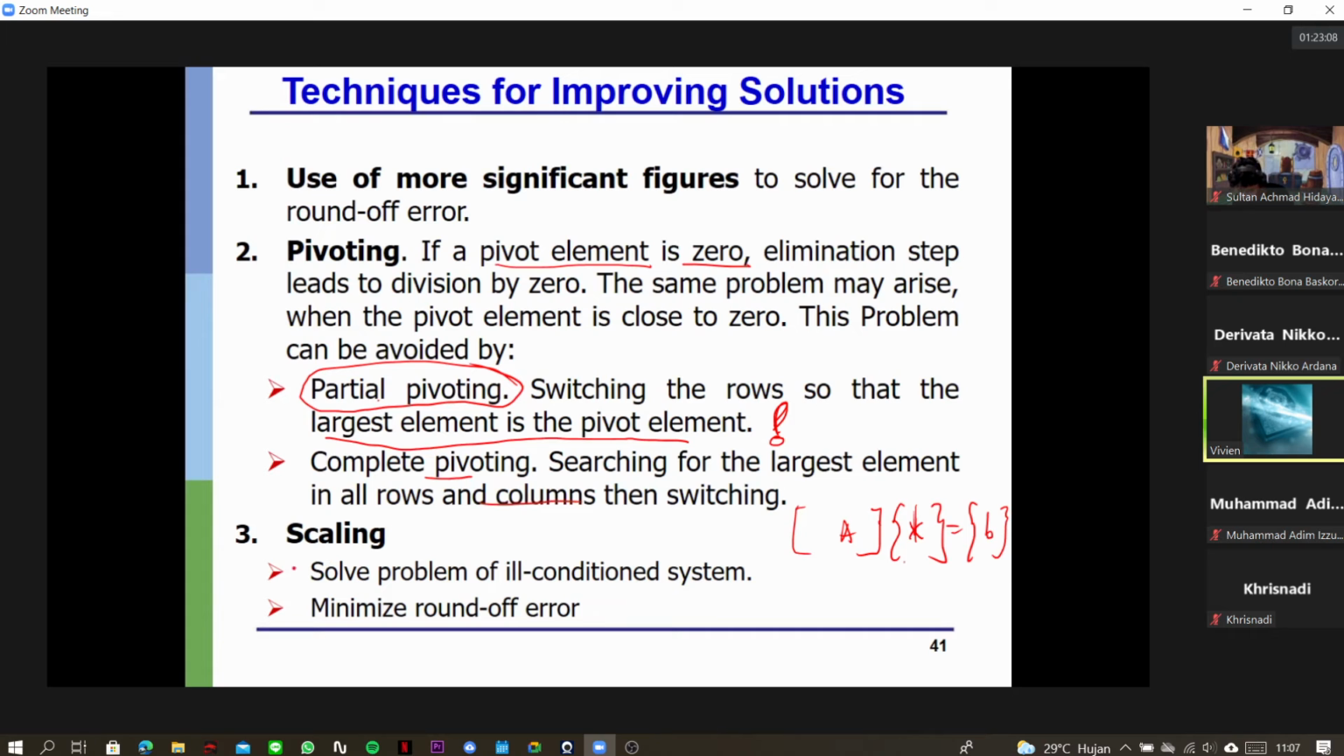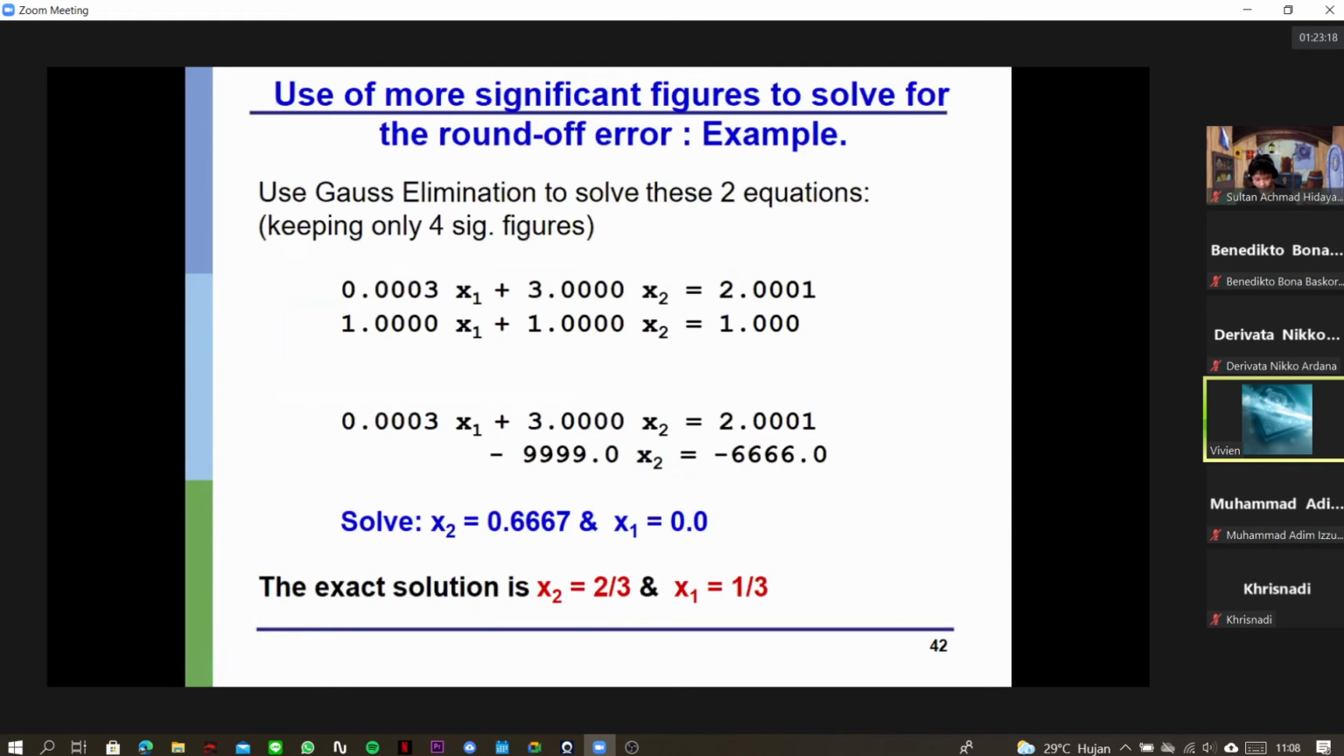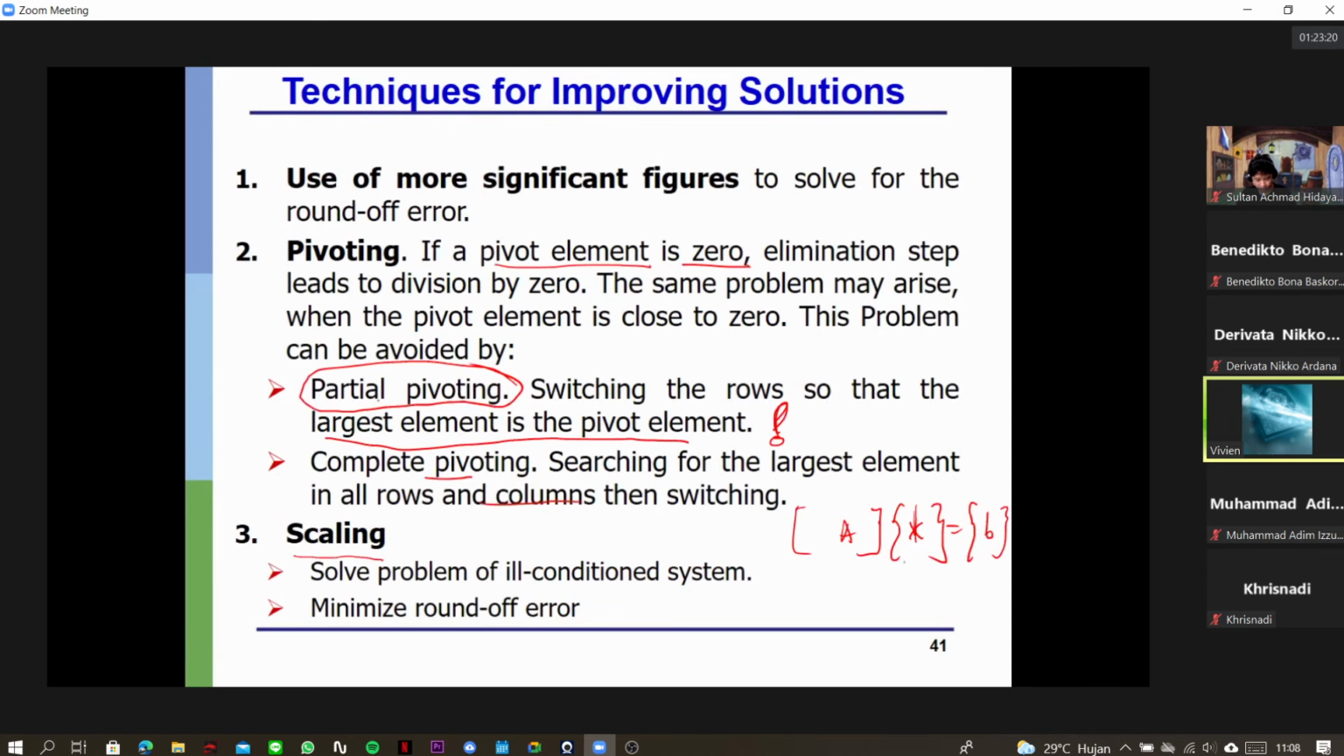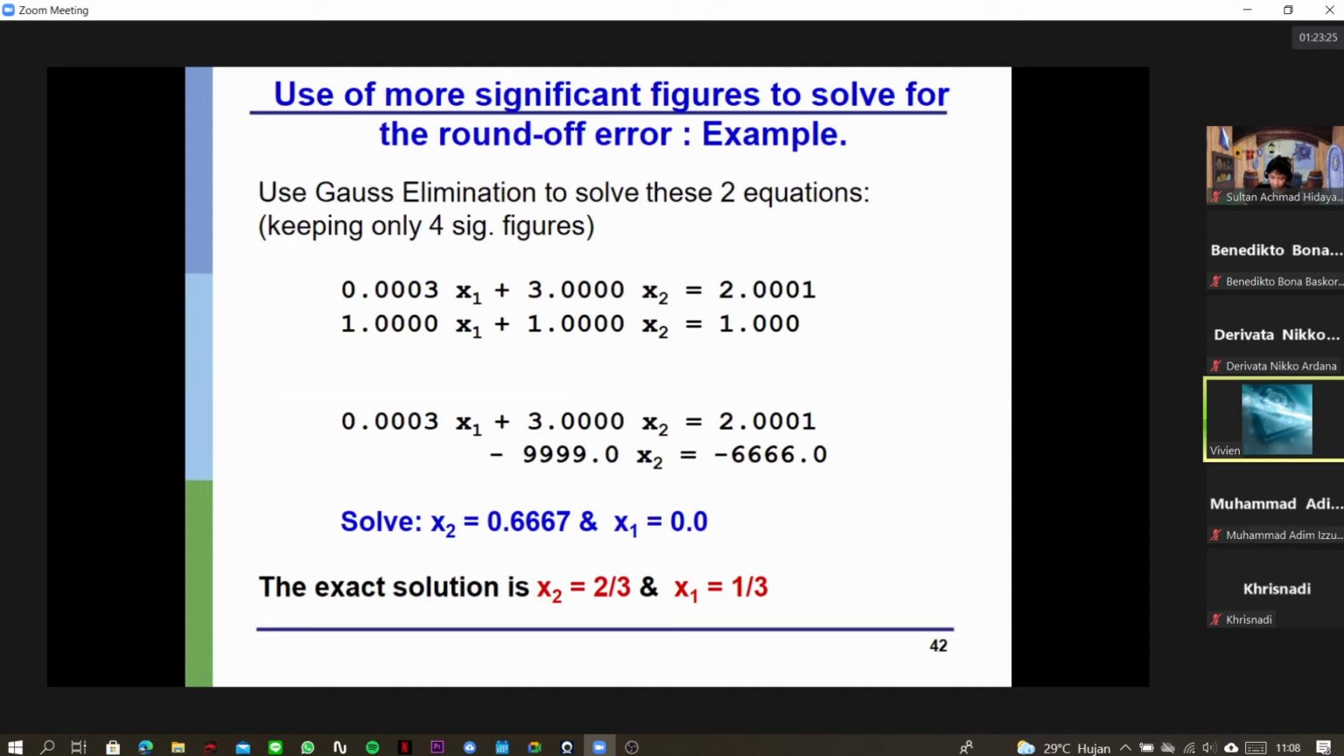And the third one is about scaling. Scaling can help if we have an ill-conditioned system, to minimize the round-off error. Okay, so we will check the examples. The first one is about significant figures, how the number of significant figures will affect our calculation. Say here we have a 2 by 2 matrix, we have two equations to solve for two unknowns, x1 and x2.